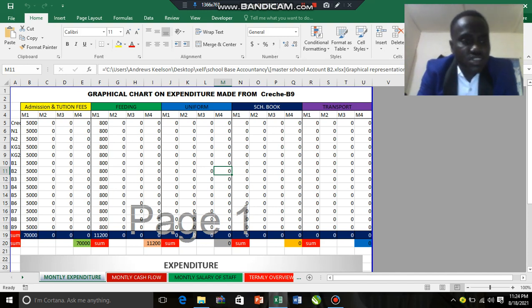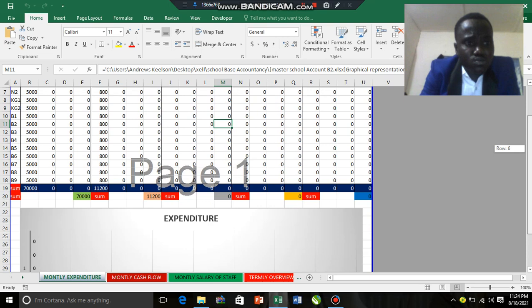What do we have? We have a sheet showing monthly expenditure. This one you don't enter, but you go there to check how you are faring per each month, right? Then per each indicator, school fees or admission and tuition fee, feeding fee, uniform, and what have you. So you'll be checking how you are faring, which place you are incurring more loss.